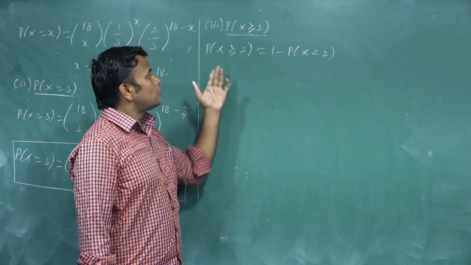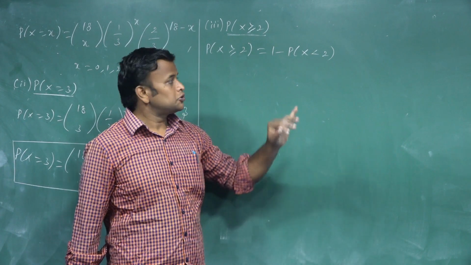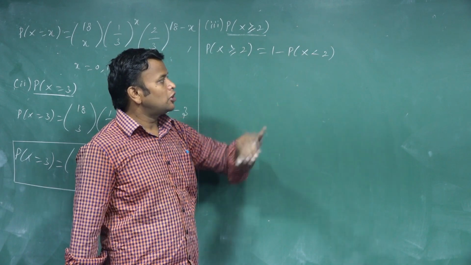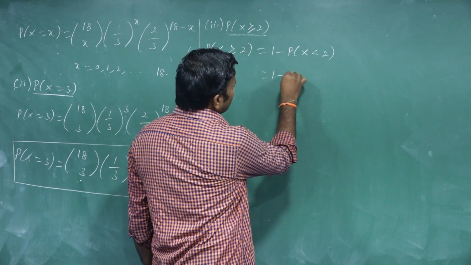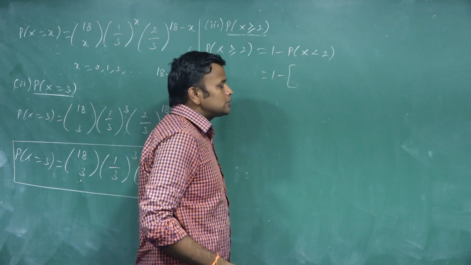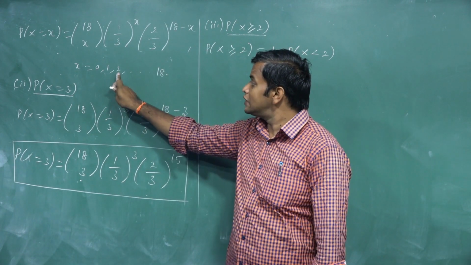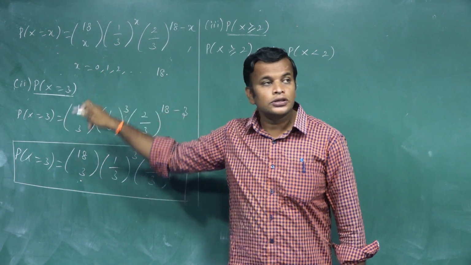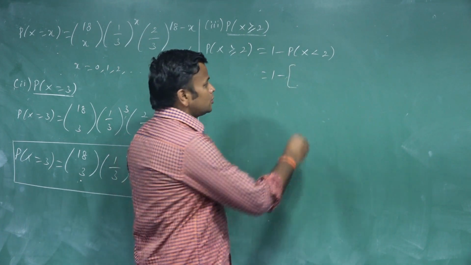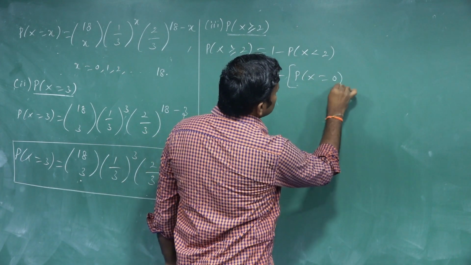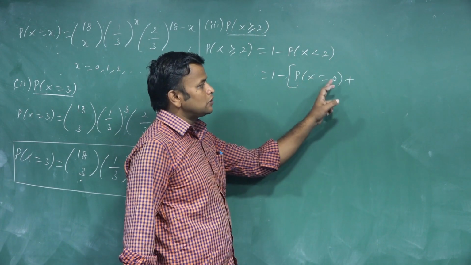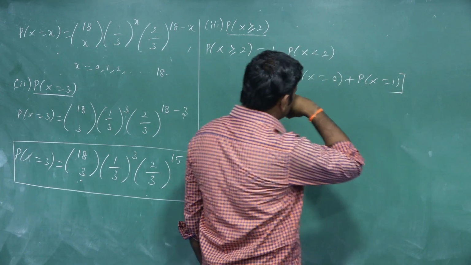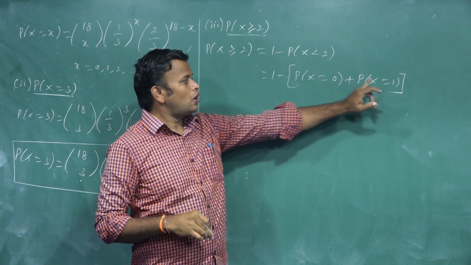So why I use the formula is, we just need to find the probability of less than 2. 1 minus P of x is less than 2. If the value of x is less than 2, it has just two values. It may be 0 or 1. So less than 2 means P of x is equal to 0, or P of x is equal to 1.